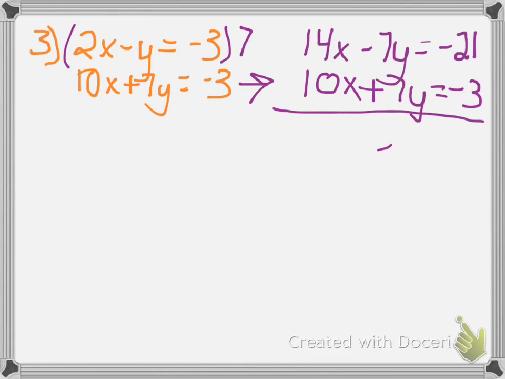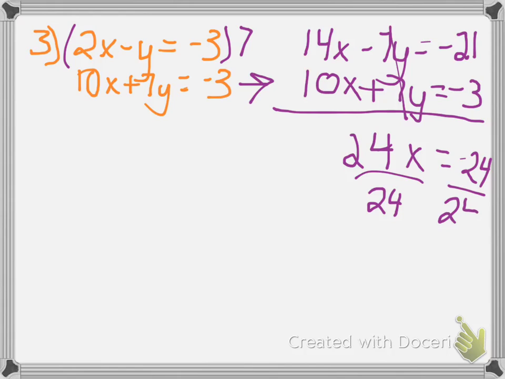Now when I add straight down, my y's cancel. I have 24x equals negative 24. Divide. So I have x equals negative 1.